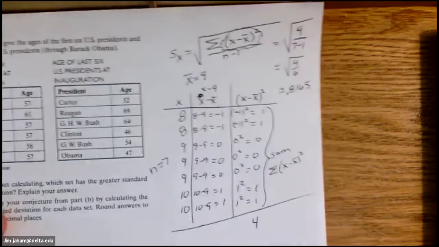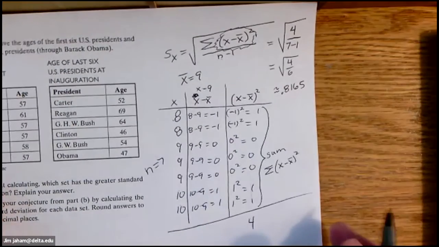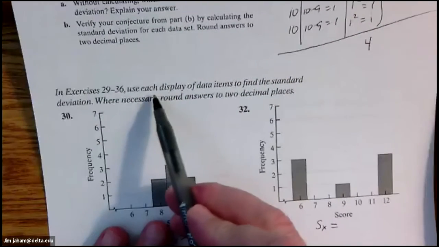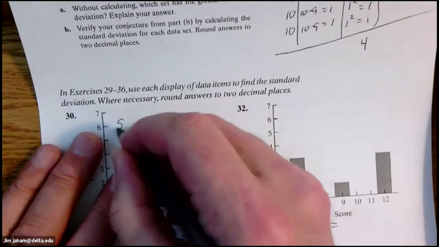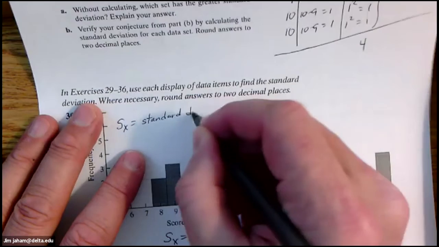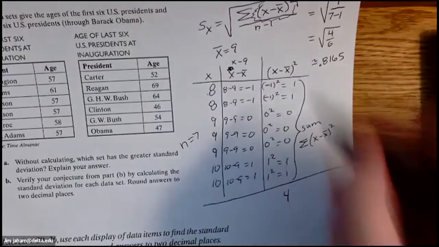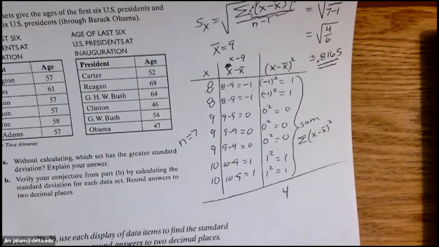All right, let me show you what we just did. This here is the standard deviation. So it says, use each display of data items to find the standard deviation. So Sx is the standard deviation. There's this very complicated formula and I just showed you how to use it up here. But the number that we end up with, that number is the standard deviation.